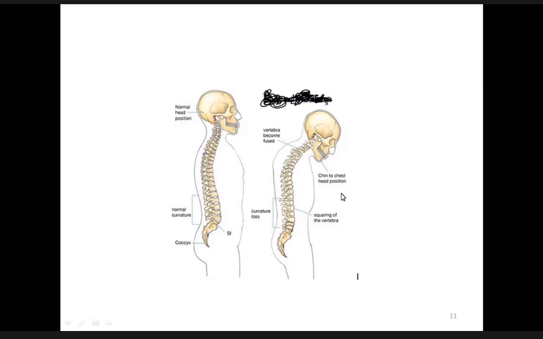Right. So actually what you can do is ask the patient to stand against a wall, and then you can measure the distance between the occipital region and the wall, right? So it is almost in a straight line in a normal individual, right? But definitely in a patient with ankylosing spondylitis, the distance will be increased, right? Due to the chin-to-chest head position, due to fixed flexion of the cervical spine.